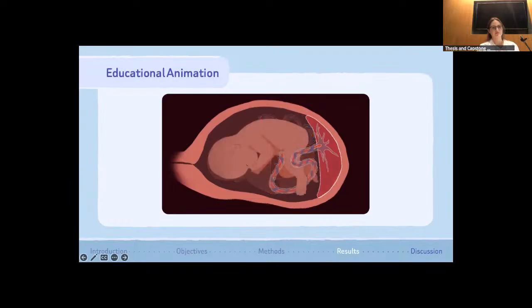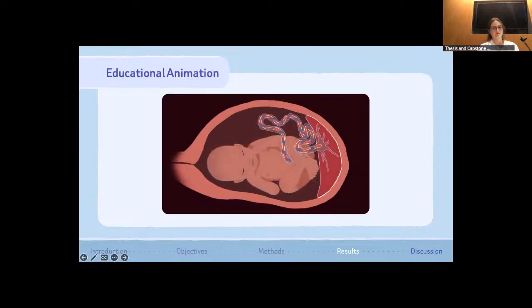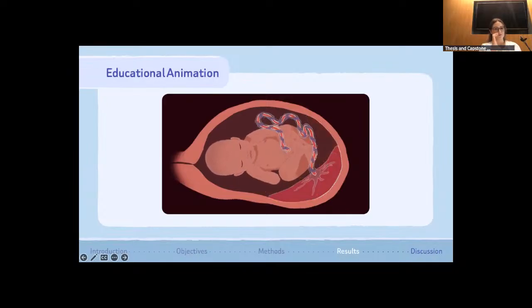If none of these areas work, or if the vein is too small, the doctor can also give blood directly into the baby's abdomen, where it is absorbed into the baby's circulation. The location of the needle placement depends on how the baby is positioned and where the placenta is attached to the uterine wall.